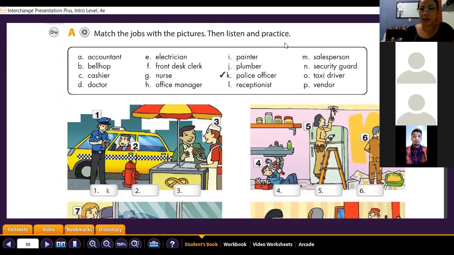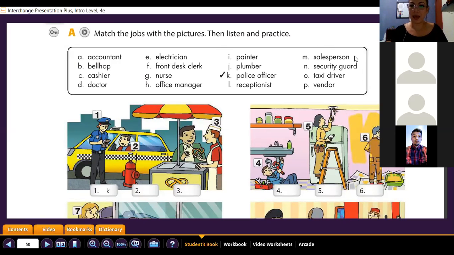Do you have any question about this vocabulary? ¿Tienen alguna pregunta acerca de este vocabulario de las profesiones? No questions? Yep. What is bellhop and front desk clerk?